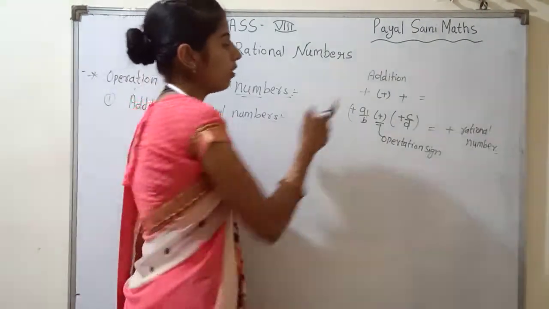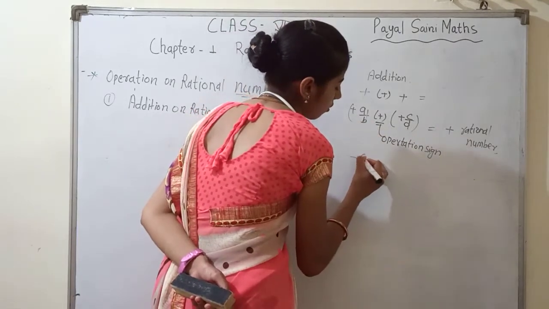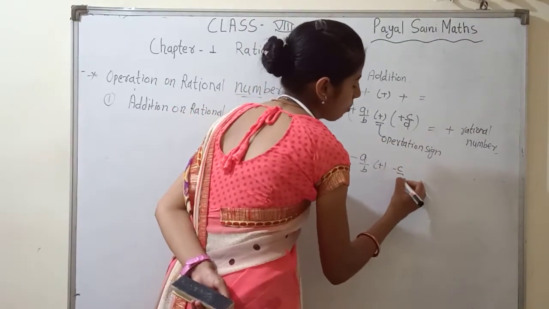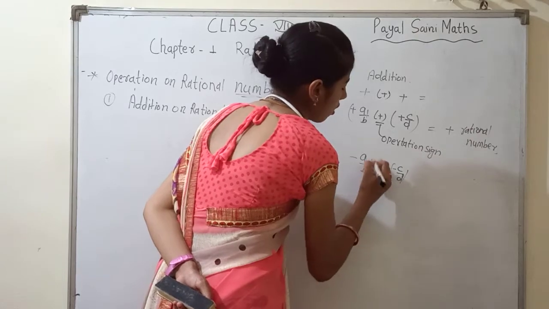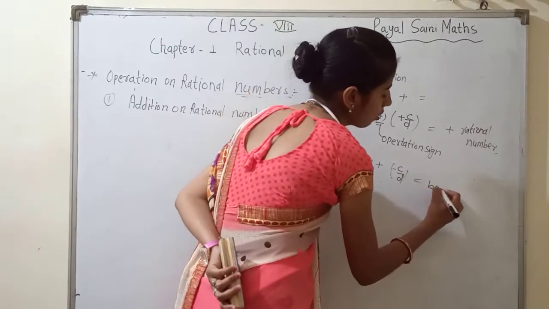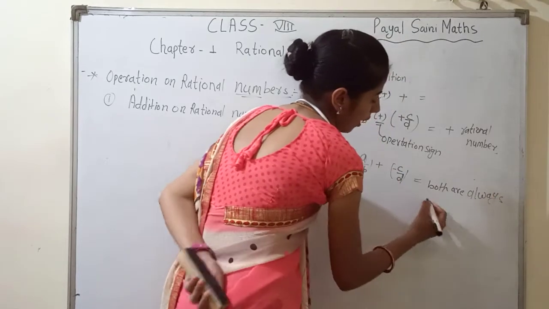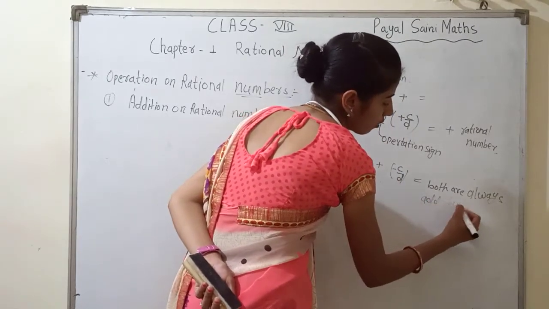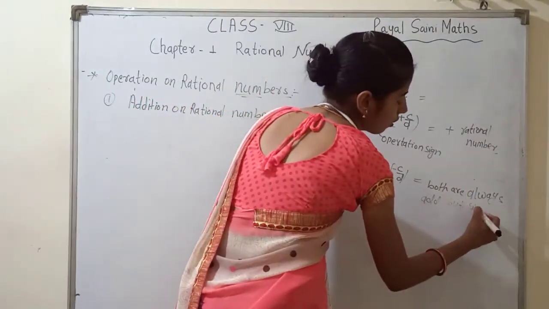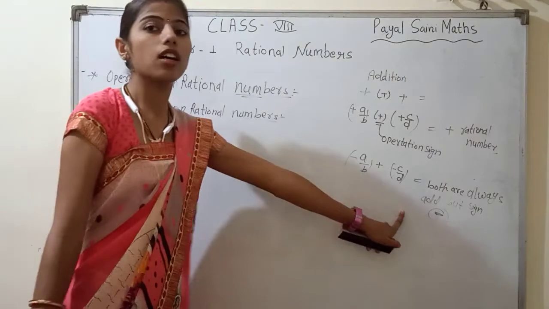Then next is for addition. Your first rational number is minus a by b, operation sign is plus, and next is minus c by d. Then both are always added, always add, but the sign will be negative, it's always a negative sign.